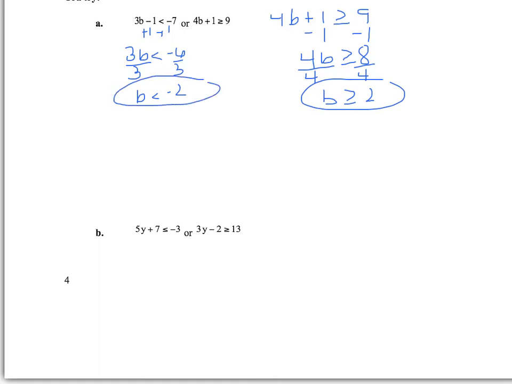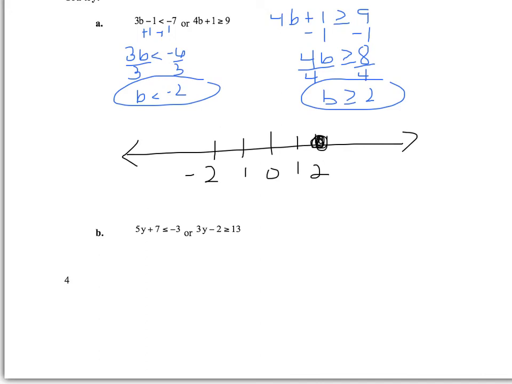Okay, so this might look a little bit weird because 1, 2. Oh, no, it's okay. All right, so b is greater than or equal to 2. So here's 2. Filling it in, it's greater than or equal. Okay, b is less than negative 2. It's an open circle. It's not included. Less than negative 2. It's going this way.